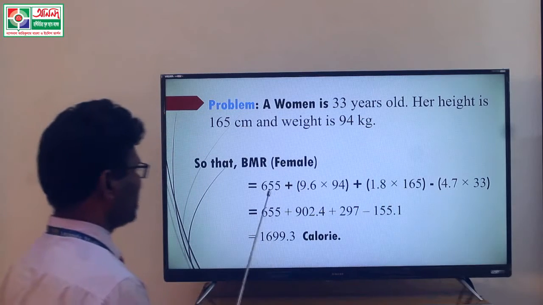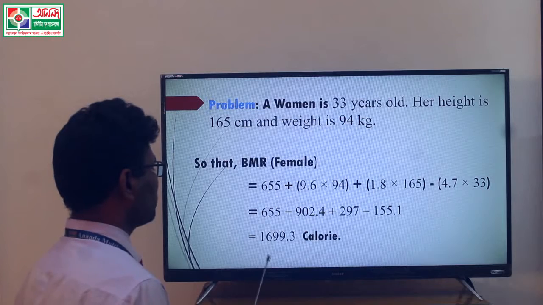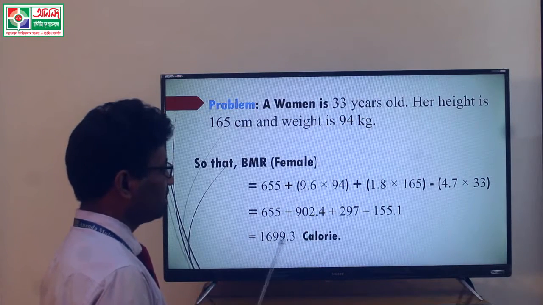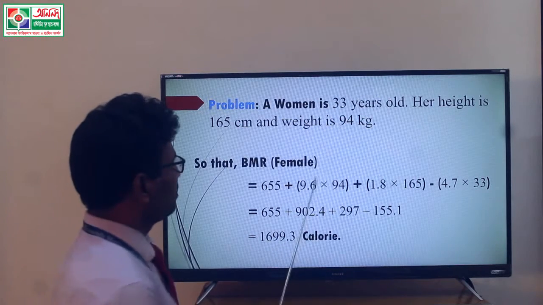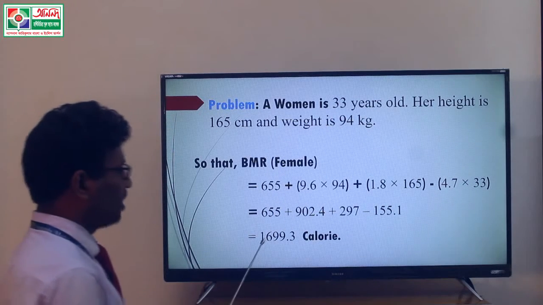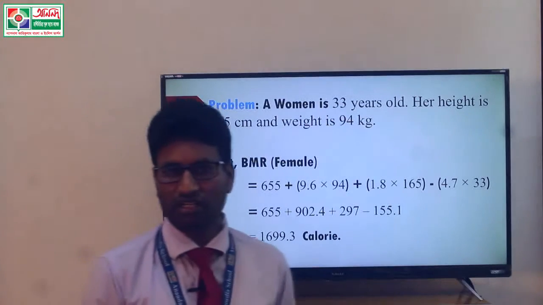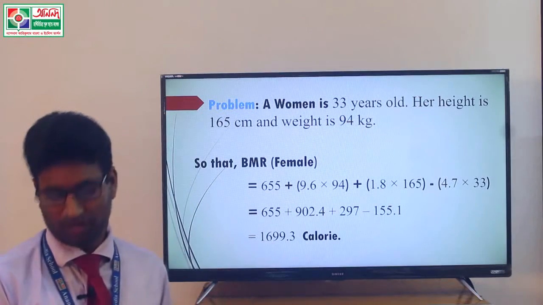And we can see that the result is 1699.3 calorie. That means this woman needs 1699.3 calorie daily. This is the result for this problem.